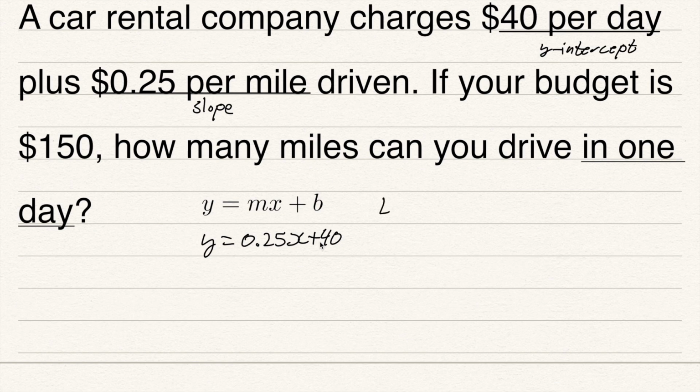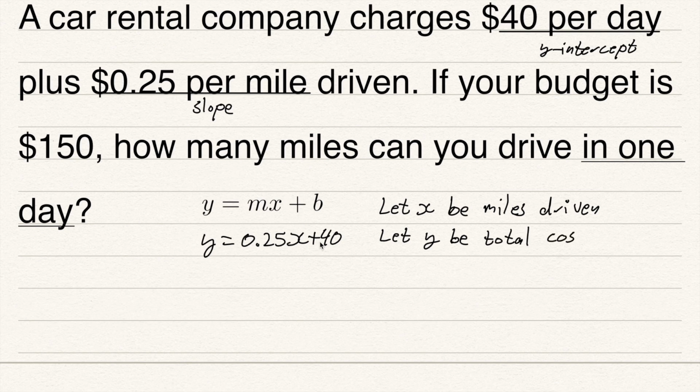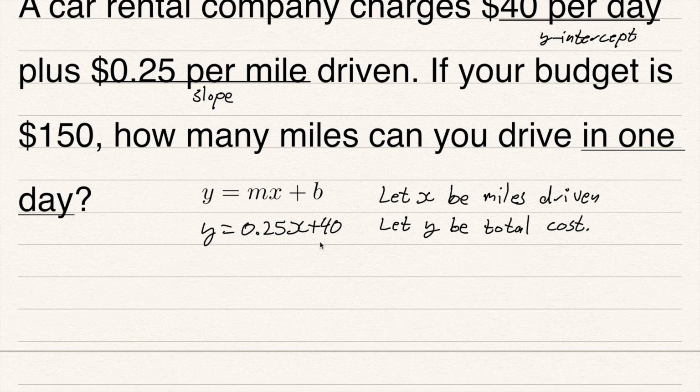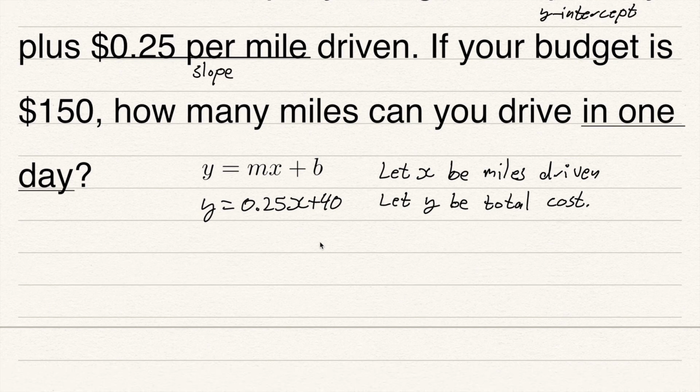But we need to define x again. So let x be miles driven. Let y be the total cost. So they told us that our total cost or our budget is 150. So the maximum number of miles that we could drive would be if we spent all of our money. We simply plug in 150 for y, and we solve the resulting equation.